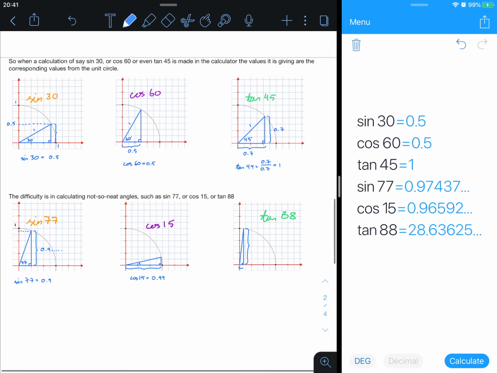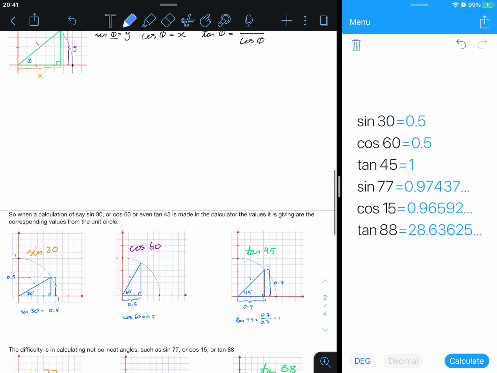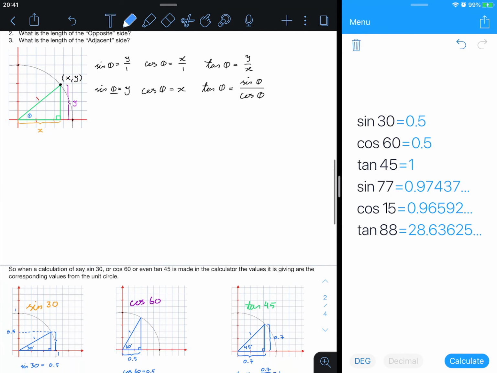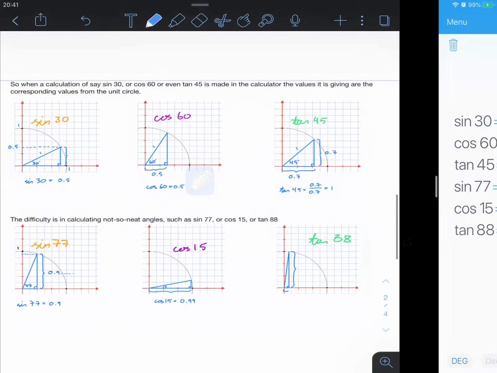So I hope that gave you a little bit more insight into how the trigonometry relates to the unit circle and the values of the Cartesian plane.